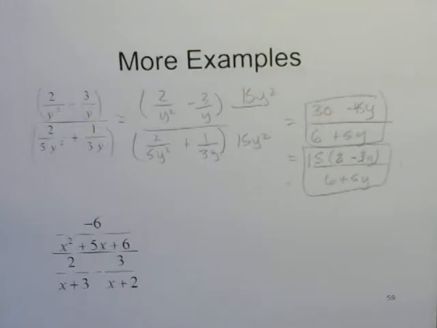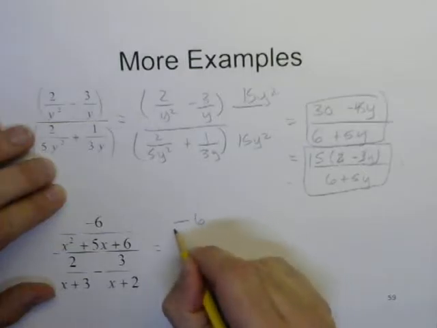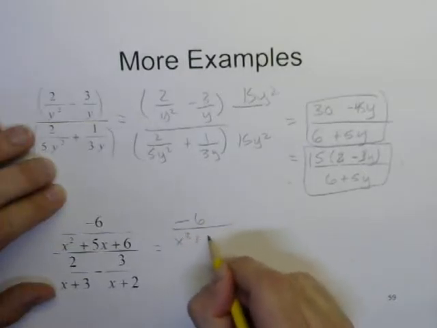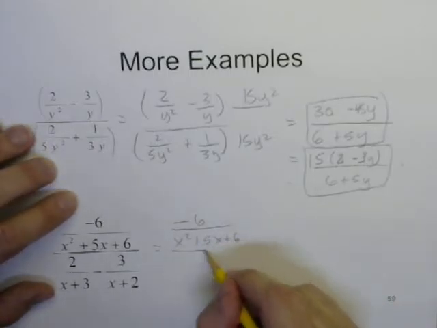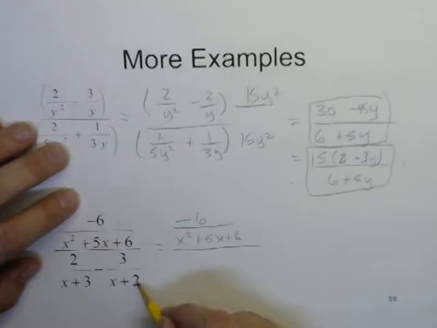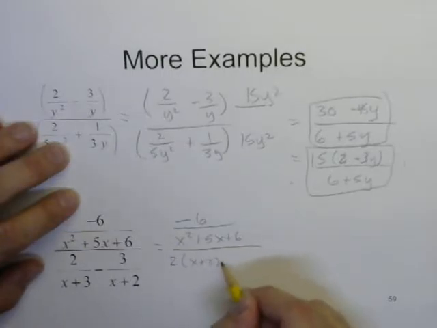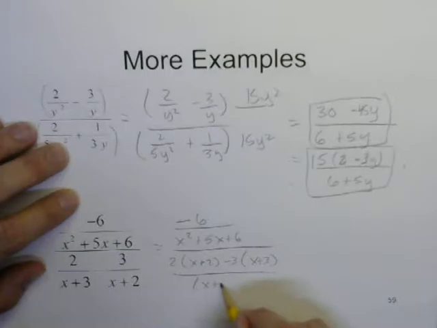Let's look at another example here. So for this one, you've got negative 6 over x squared plus 5x plus 6. That's already a single fraction. Let's just use method 1 in this one. So here the common denominator is x plus 3 times x plus 2. So I need to multiply in the top here by x plus 2 and negative 3 times x plus 3. That'll be all over my common denominator of x plus 3 times x plus 2.